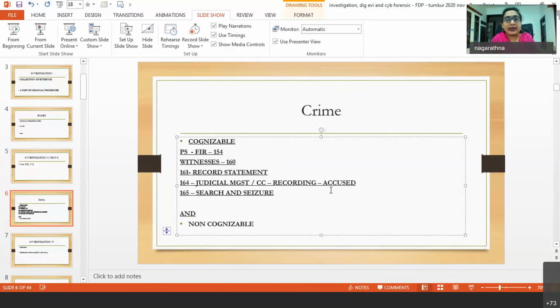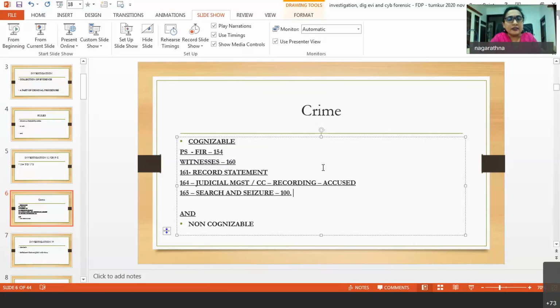Now think about digital evidence. Suppose it's a case of cyber attack. It's a case of cyber terrorism. So what evidence do I collect? So maybe it is a computer. So how do I go and search the evidences? How do I seize the computer? Section 167 says you follow the procedure laid down under Section 100.